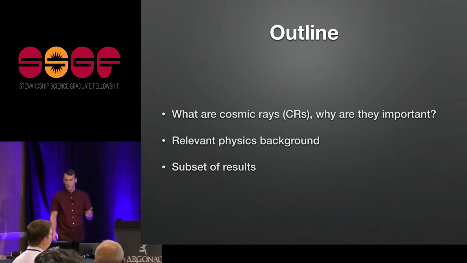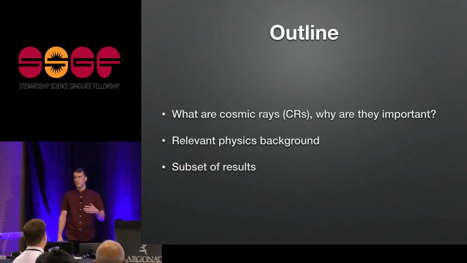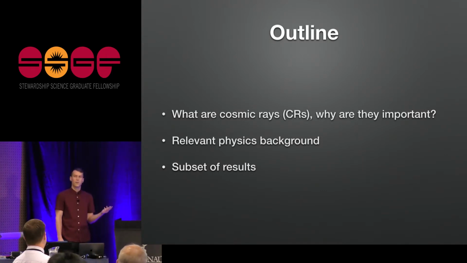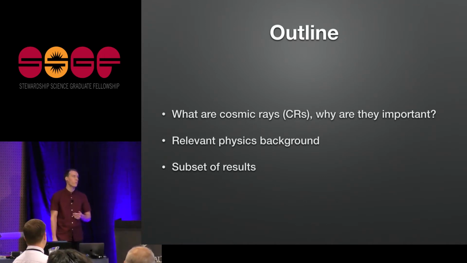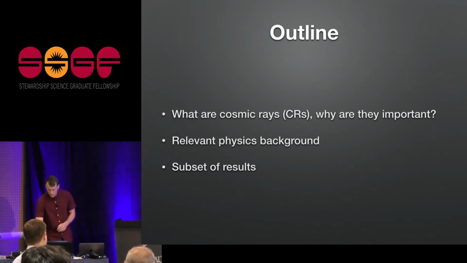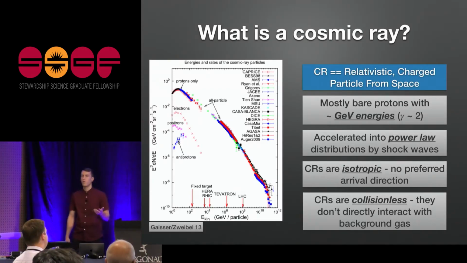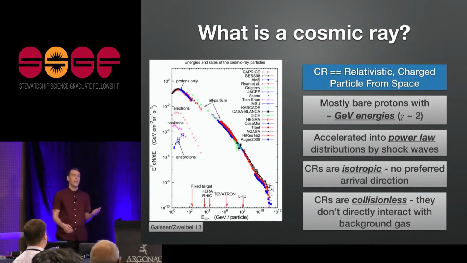So just to give a brief outline, first I'd like to tell you exactly what a cosmic ray is, and then, getting back to the title slide, why they're important. I'll discuss briefly some of the relevant physics that goes into the cosmic ray interaction with the interstellar medium, and then I'll give you a small flavor of what I've done in my thesis work. So, of course, we need to start with what is a cosmic ray. Very briefly, a cosmic ray is just a relativistically traveling, so moving near the speed of light, charged particle propagating in outer space. So very simple definition.